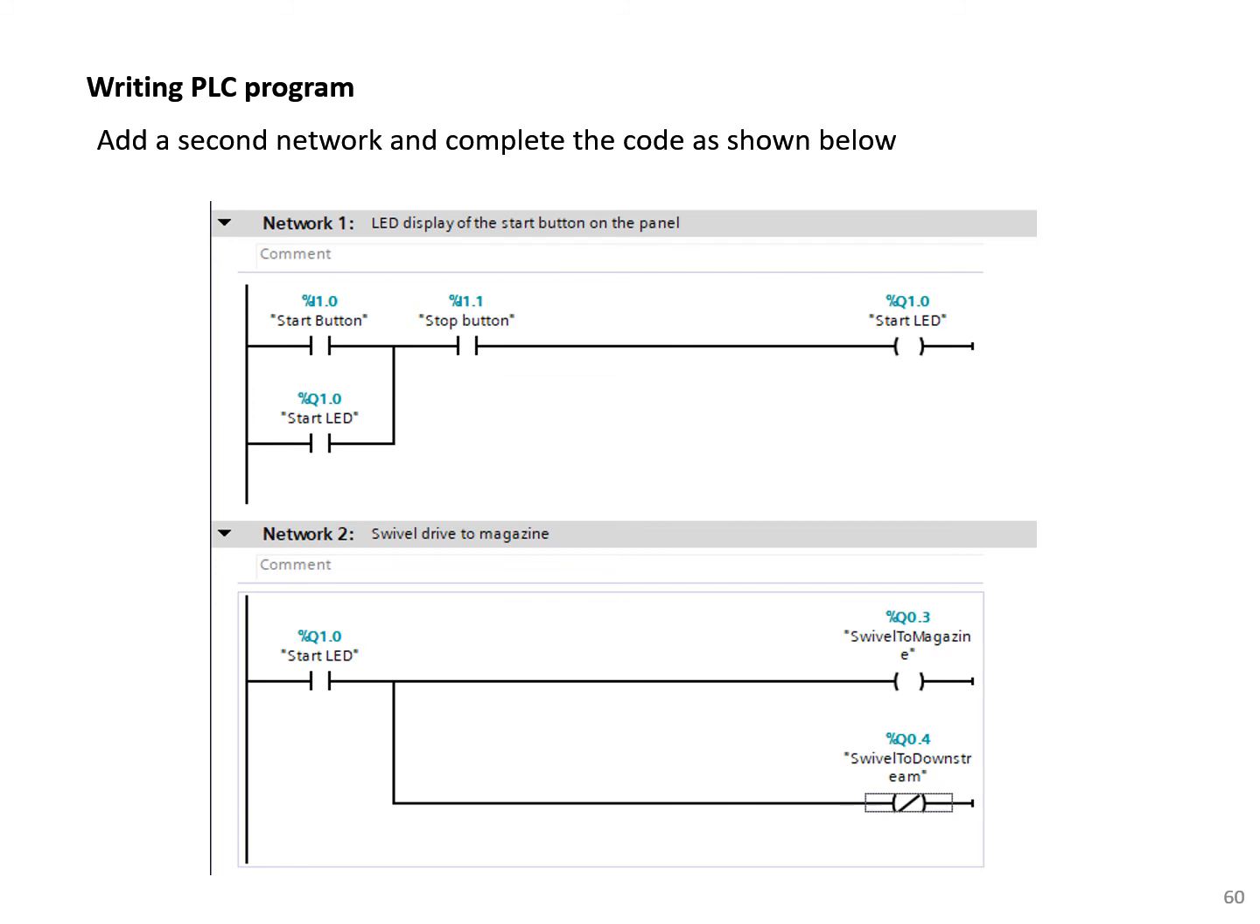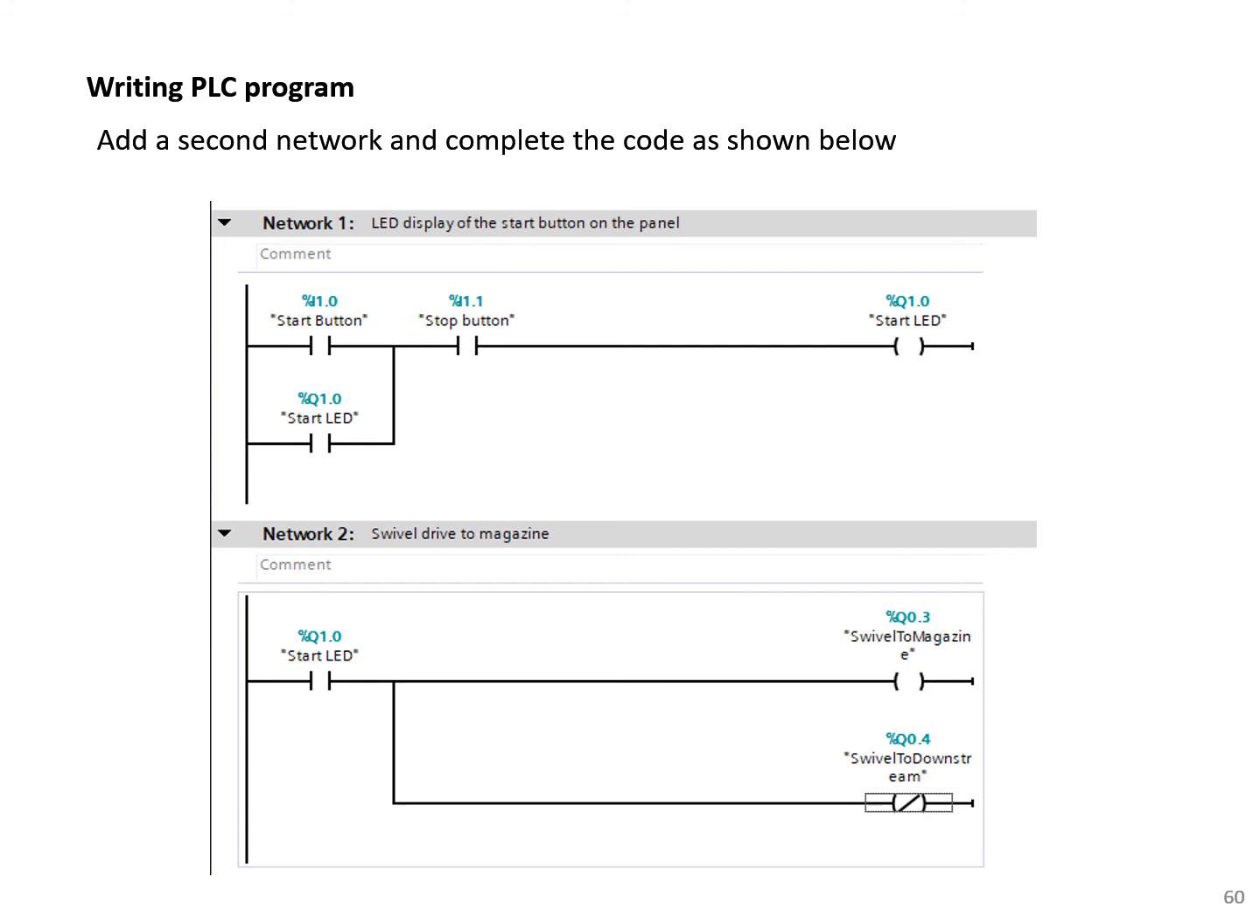Now we could add the second network and complete the code as shown below. Here on this network, once the start LED is true, the swivel will move to the magazine station or the magazine side, and this one is negated because these two are antagonists. They cannot work at the same time. We cannot swivel to the magazine and to the downstream at the same time. So one should be off and the other one should be on.